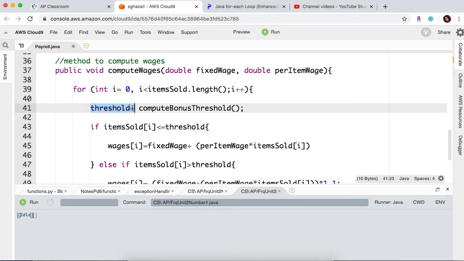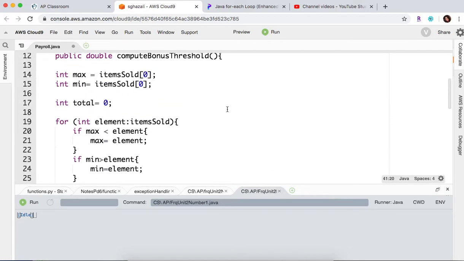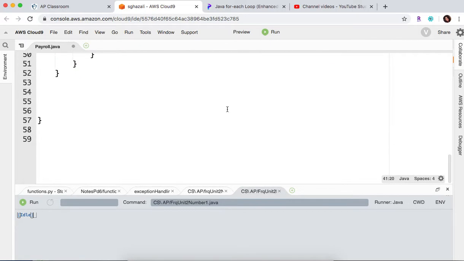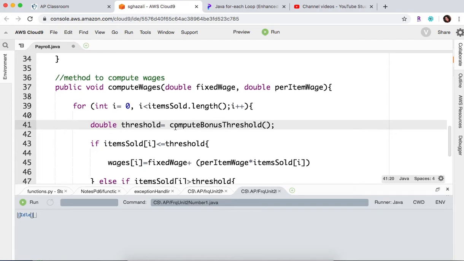Then I calculated the threshold. So I did this variable, it's a double, right? Double threshold equals compute bonus thresholds. Remember, this returns a value, and I'm taking that value and saving it in a double called threshold.